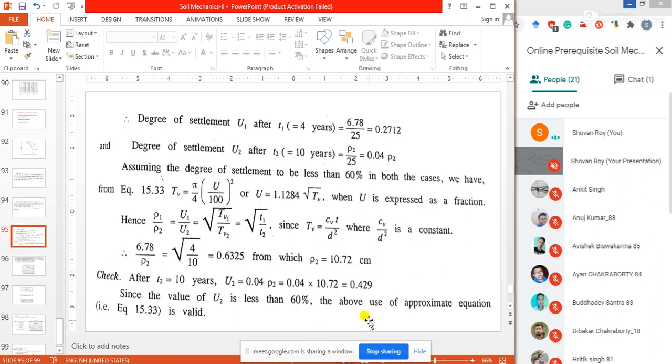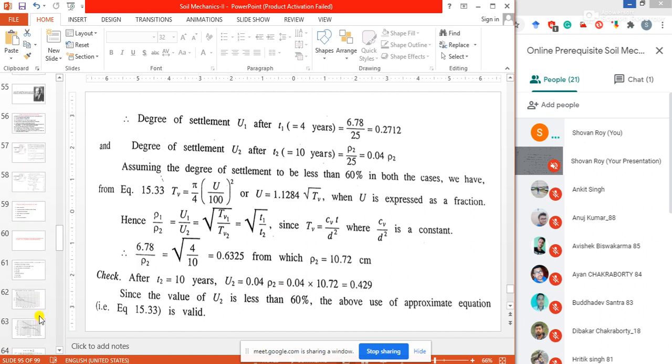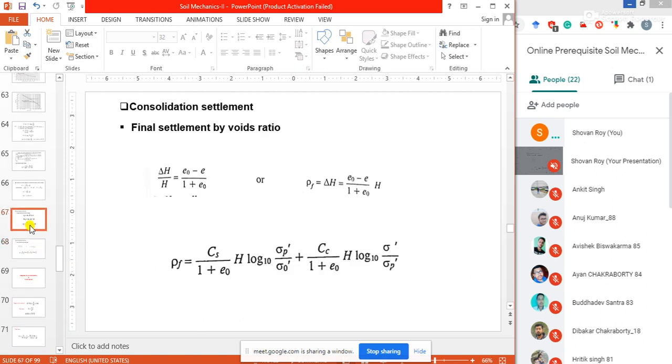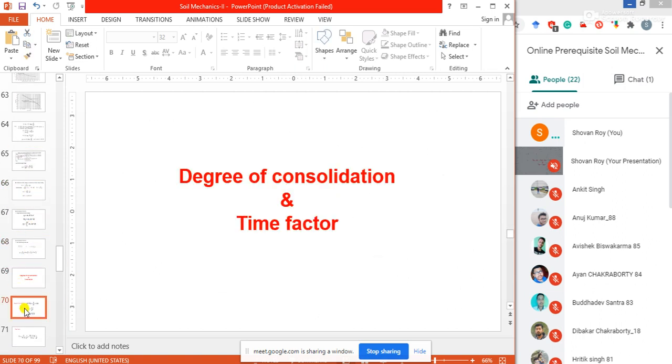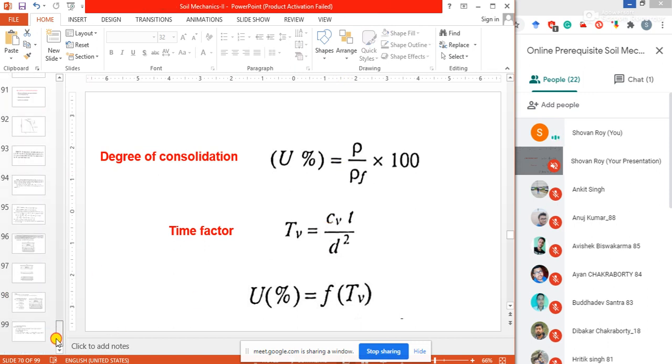Now next, degree of settlement. Which formula? Degree of settlement we can get from this formula. This is the formula for degree of consolidation, rho by rho f, average settlement by final settlement into 100, and this formula for time factor, Tv equals to Cv t by d square. So these two formulas are required for this numerical.